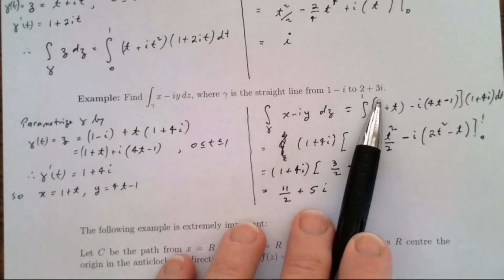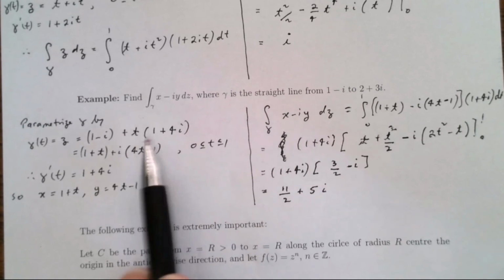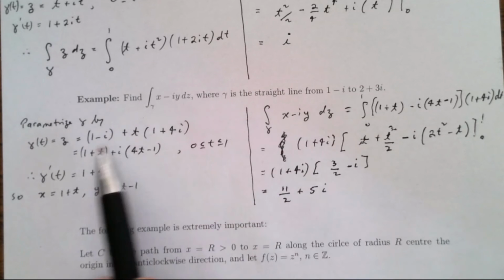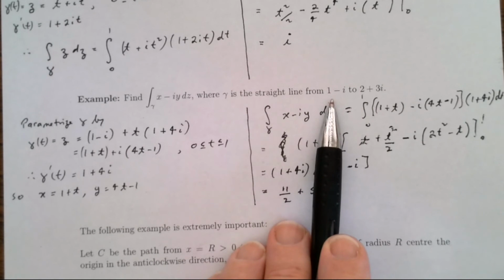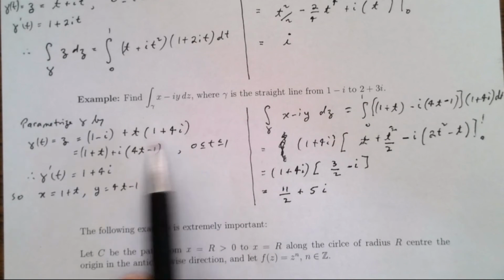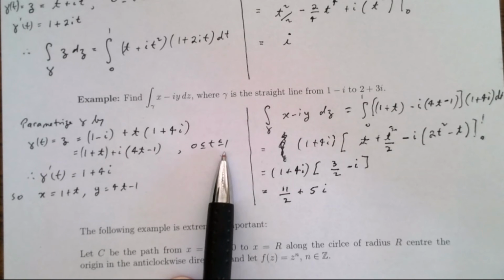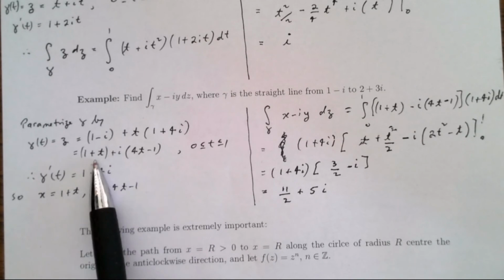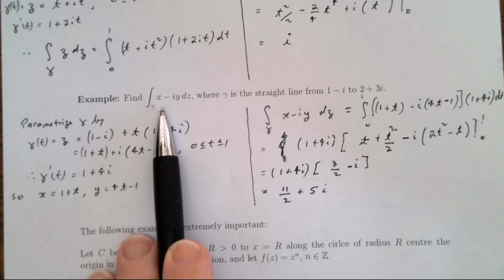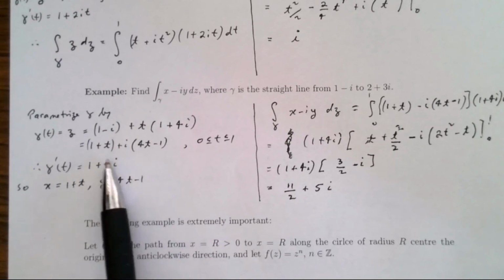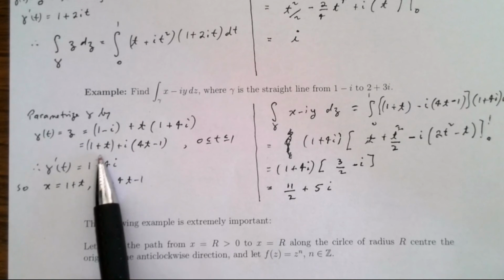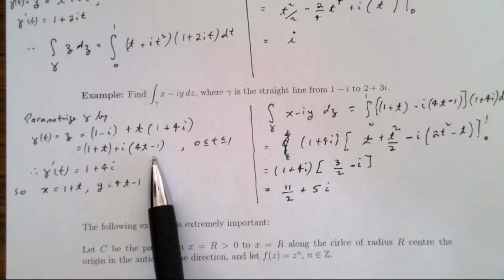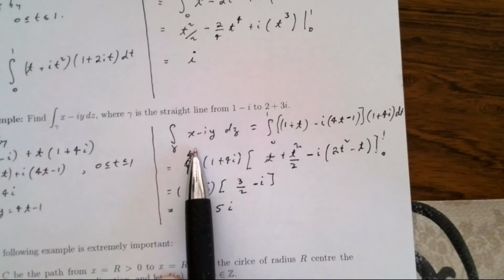So there's no easy way of doing this except by parameterizing. So once again, I'm going to parameterize the line segment in the usual way. I take the first plus t times the difference. So I take 2 plus 3i minus 1 minus i, which gives me 1 plus 4i, and t goes 0 to 1. Now I need to split this up into real and imaginary parts because I need to take the x and the y. So firstly, by the way, gamma dashed is going to be 1 plus 4i. The x is the real part, that's 1 plus t, and the y is the imaginary part, that's 4t minus 1. And when I plug that in, I'm just going to get this integral.